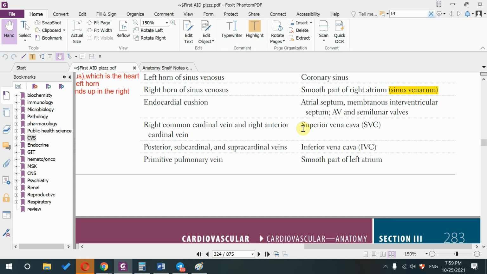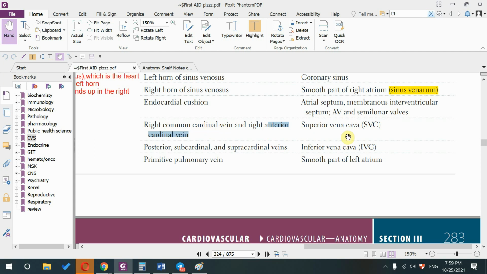So next we have the right common cardinal vein and the right anterior cardinal vein. And we have the posterior, subcardinal and supracardinal veins. These are tricky to memorize. So what I did personally with them, I just imagine anterior, superior, posterior, inferior. What does that mean? When you say anterior cardinal vein, it will always be associated with the superior, okay? So it's like up, bend forward. Keep your head up, bend forward. So up is superior, forward is anterior.